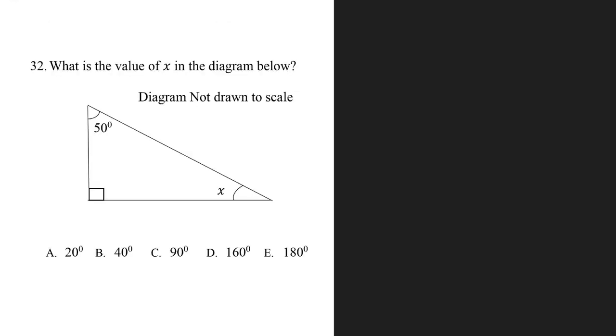Alright, question 32 says, what is the value of x in the diagram below? So this question is almost the same thing with the previous question we've seen. We are aware that the sum of angles in a triangle is always 180 degrees. That is, if you add all the angles in that triangle, you're supposed to have 180 degrees. Is that not? But in this question, there is a little secret.